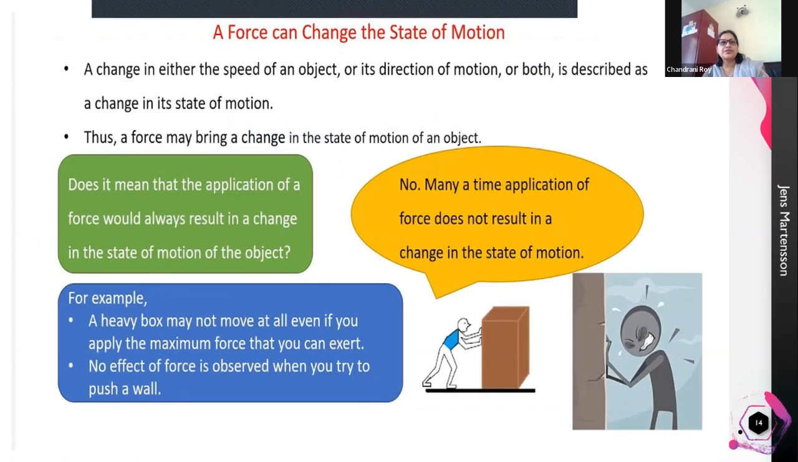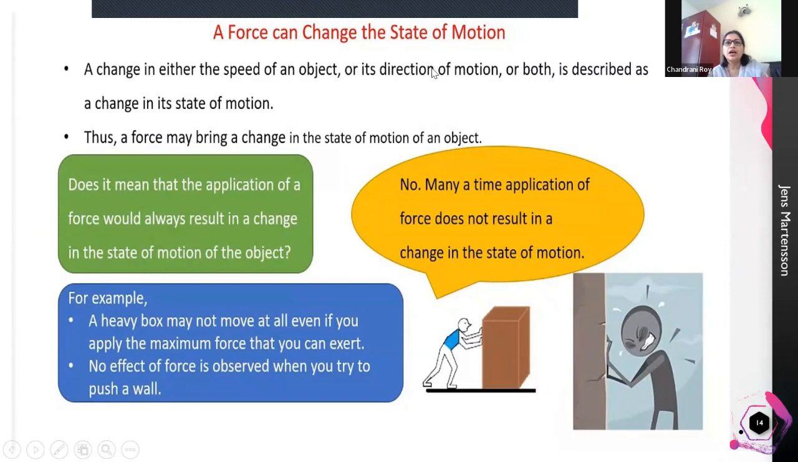Okay, thank you for your response. We'll go on with the next step, that is, a force can change the state of motion. As I was talking about just previously, we introduced the chapter with this very concept: a change in either the speed of an object or its direction or both. Sometimes the speed and the direction both change. For example, when we are playing cricket or even badminton, we change the speed and the direction of motion of the ball or the shuttlecock, or both, which is described as a change in its state of motion. Thus, a force may bring about a change in the state of motion of an object.